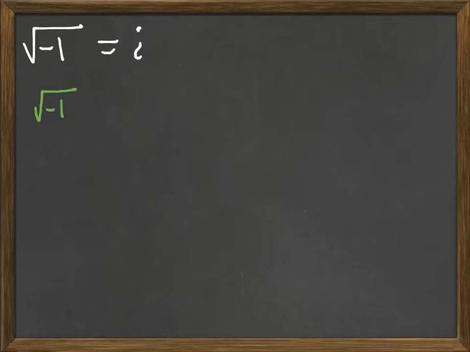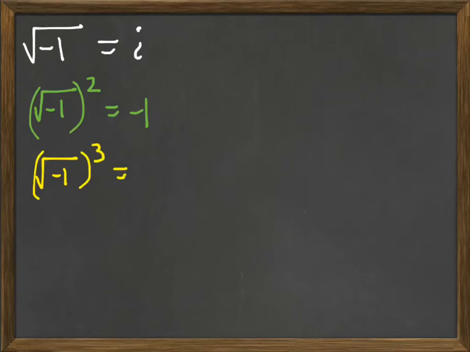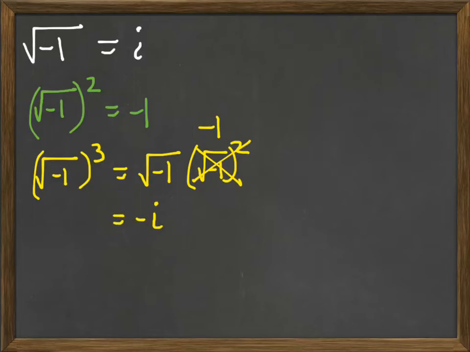If I raise that to the second power, if I square it, that cancels out the square root, and that gives me a -1. If I raise it to the third power, that's like me saying I have the square root of -1 times the square root of -1 squared. So this turns into a -1. So -1 times the square root of -1 is -i.